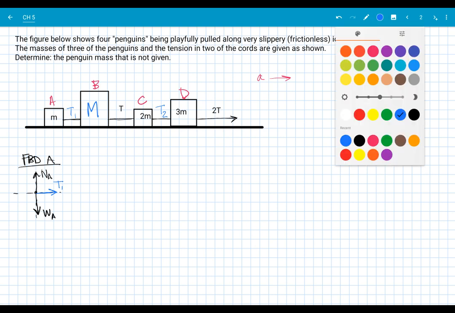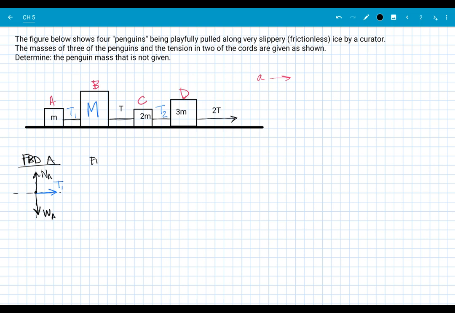Penguin B, same thing. Again, we draw one free body diagram per body here. So for penguin B, again, I have its weight, the weight of penguin B, and the normal force on penguin B.